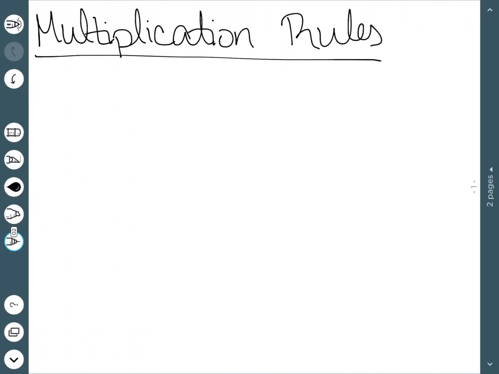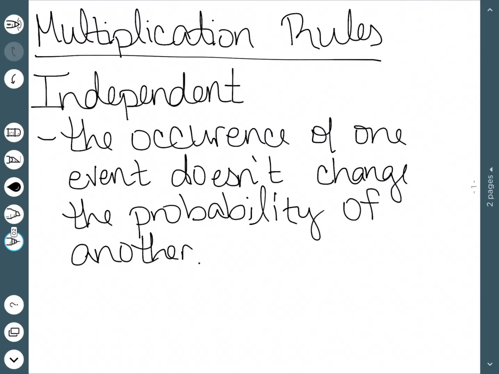We'll now start looking at some more complicated probabilities, and we'll start with our multiplication rules for probability. The first thing we need to know in a multiplication rule is, are our events independent? Independent events means the occurrence of one event doesn't change the probability of another.